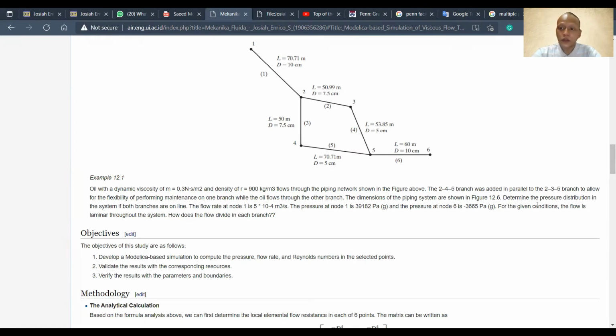With this information, we are going to find three results. The first one is the pressure distribution, the second one is the flow rate distribution, and the last one is the Reynolds number distribution. But also in this problem, we have another key point, which is the flow rate at the first node, equal to 5 times 10 to the power of negative 4 cubic meters per second. We're going to use this value for verification at the end of the simulation.